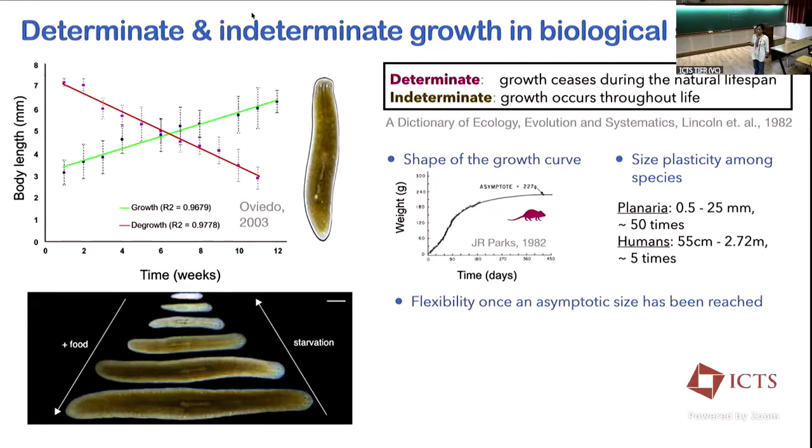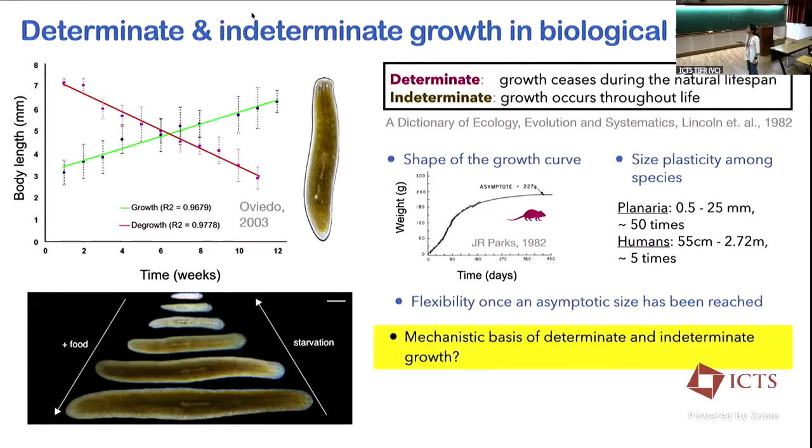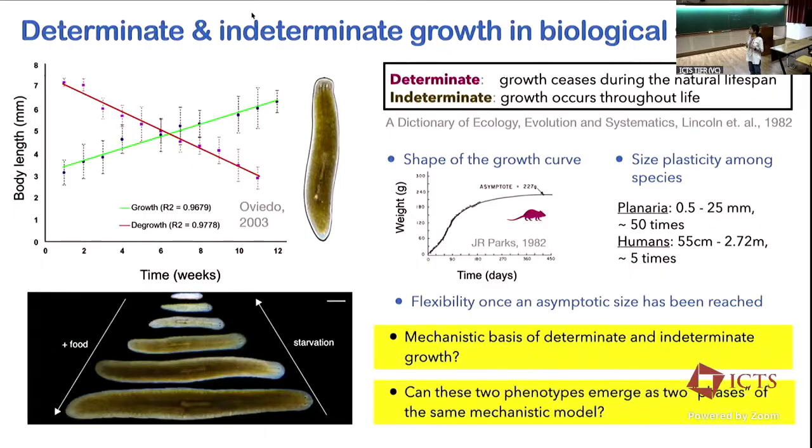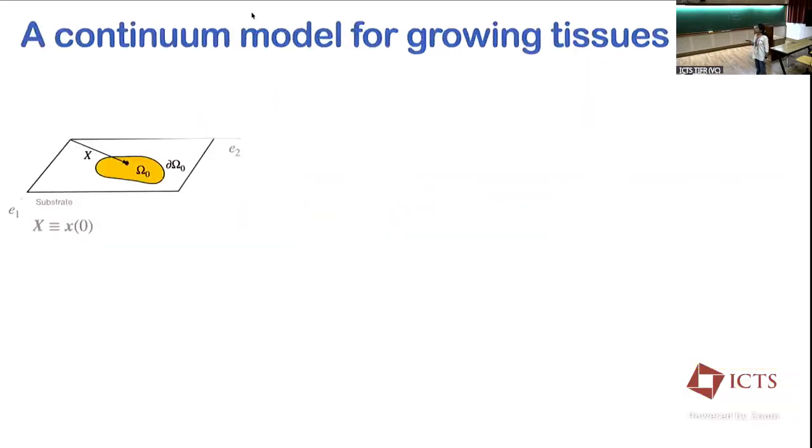And the question that we are asking is, what is the mechanistic basis of these two phenotypes? And in particular, can they arise as two phases of the same mechanistic model? Okay, so let's write down the model.